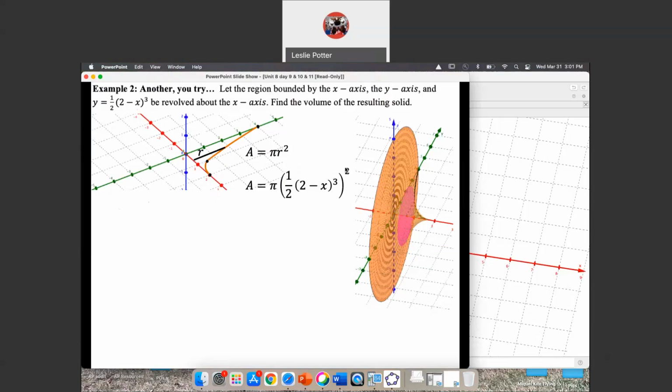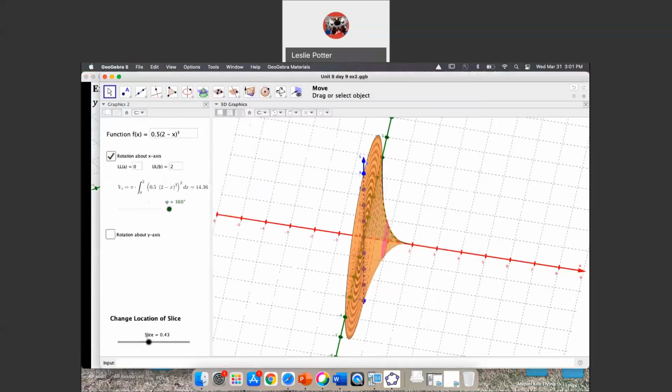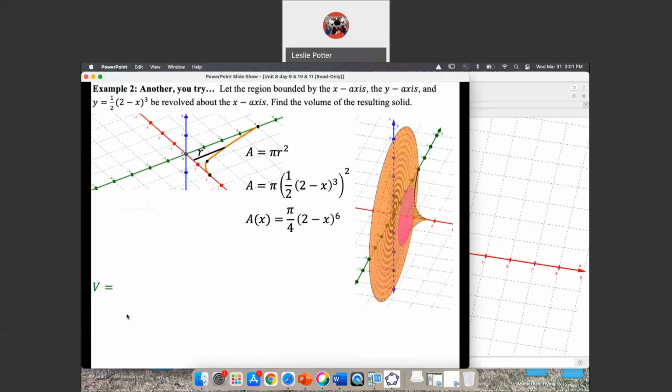I'm going to clean this up a little bit. Squaring half would be a quarter. A quarter times pi is pi over 4. And then we just change the power on this. So there is our area function, and we're going from 0 to 2, right? We're still stacking shapes, but we're stacking circular cross sections from 0 to 2. So then the integration looks like the integral from 0 to 2 of pi over 4 times 2 minus x to the 6th power. This is cubed, and then we square it, that gives us a 6th power.